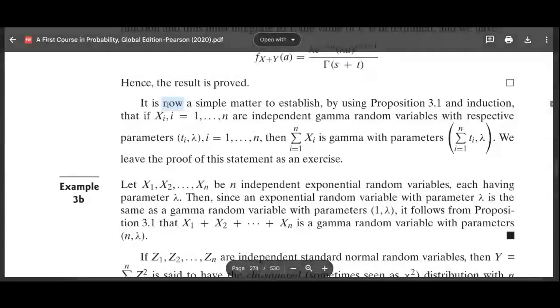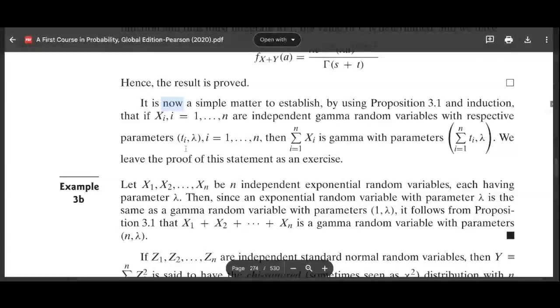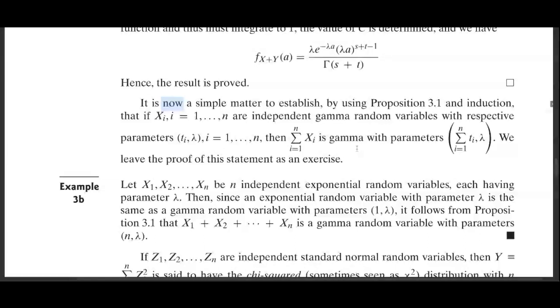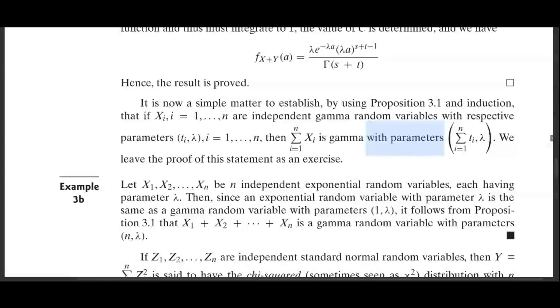So it's saying it's now a simple method to establish, by using proposition 3.1 and induction. Let Xi, so i goes from 1 to n, be independent gamma random variables with respective parameters ti and lambda. So that's finitely many. That means if we can go with 2 of them, we can always use induction. Intuition tells us we can go with finitely many unless some conditions are required.